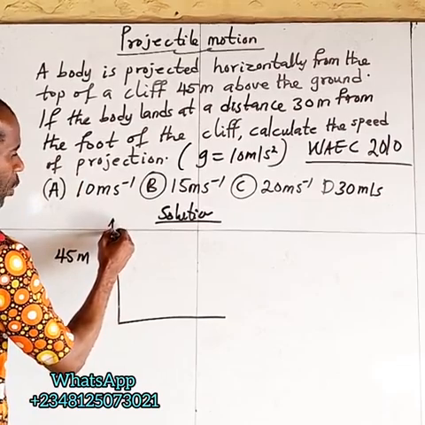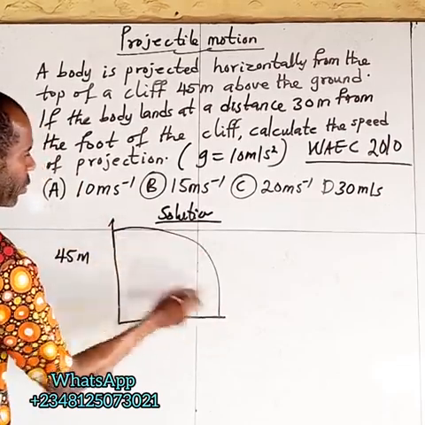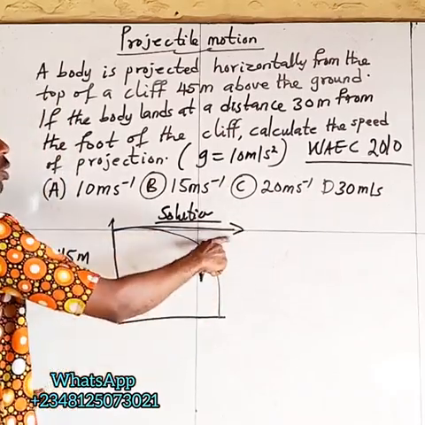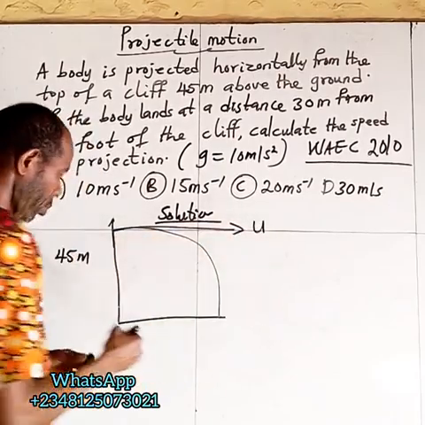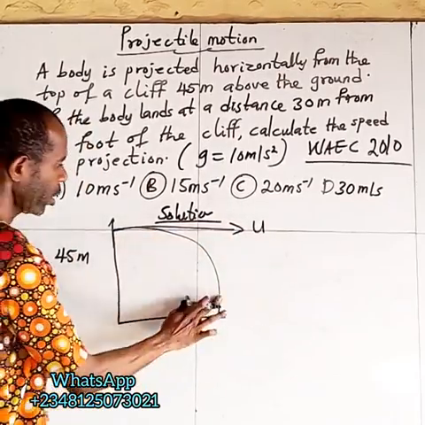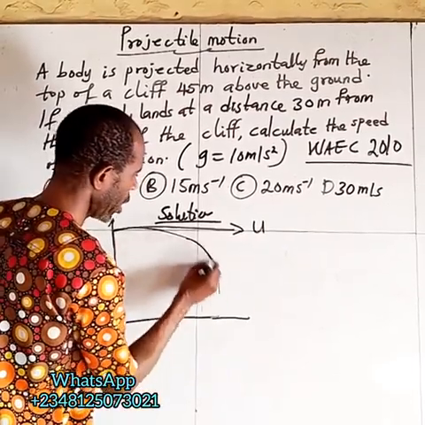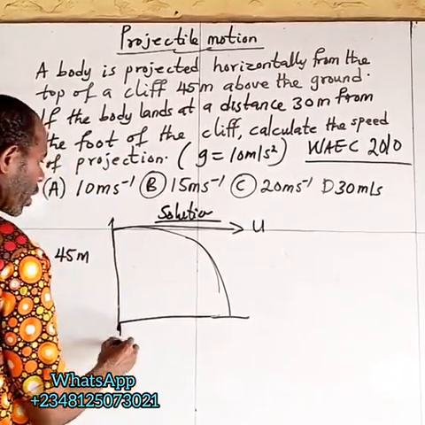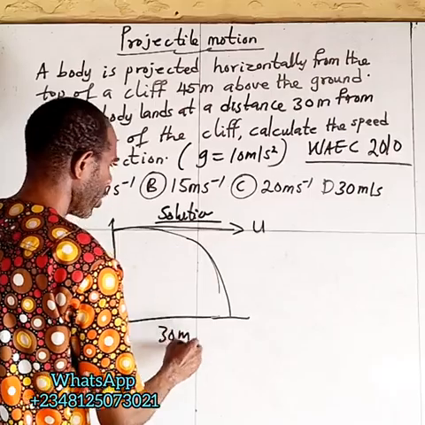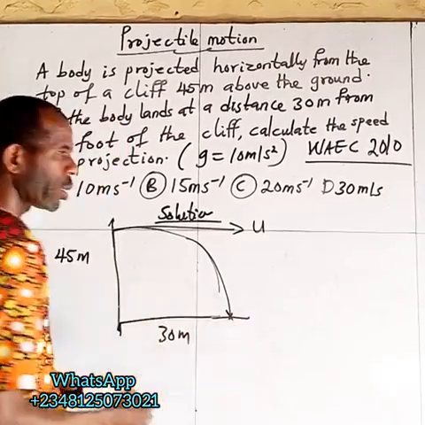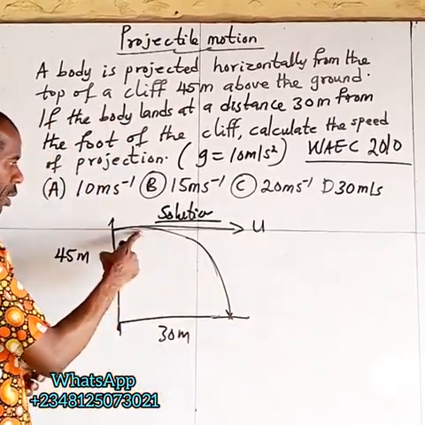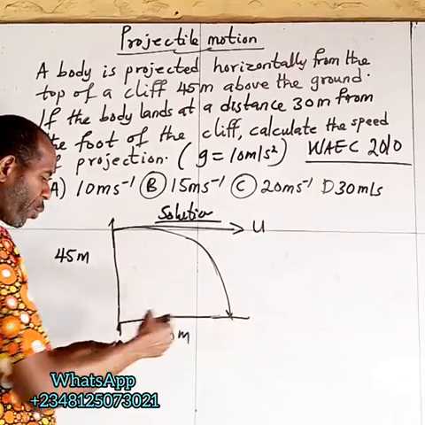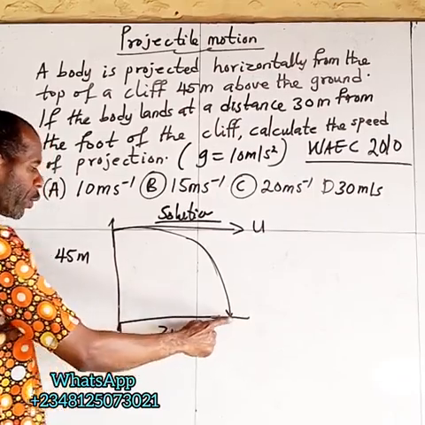Now, the object will be projected from there with an initial velocity. Remember, this velocity with which it is projected is known as the horizontal component of the velocity. The object will land here at this point, and this is the point of projection. Then the distance is 30 meters from the foot of the cliff. So this is the path where the object will move, and that is the trajectory of the projected object.